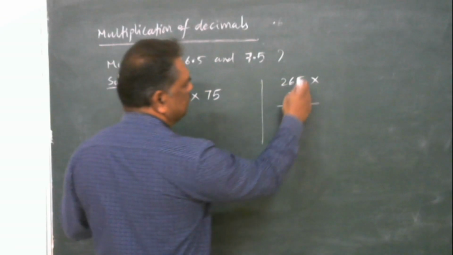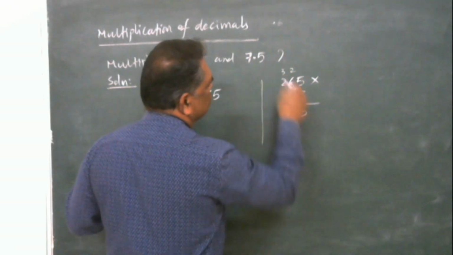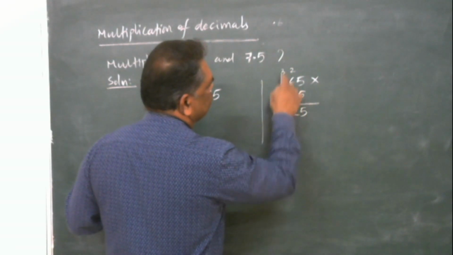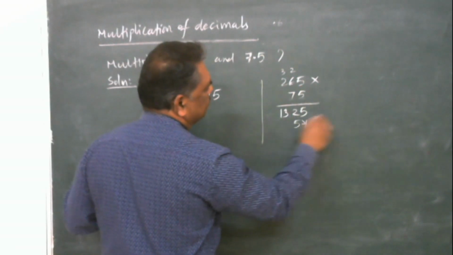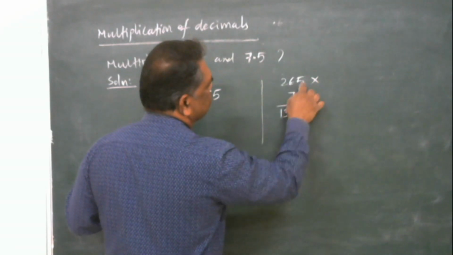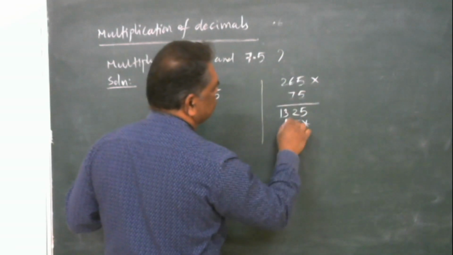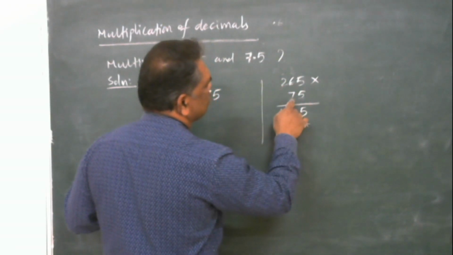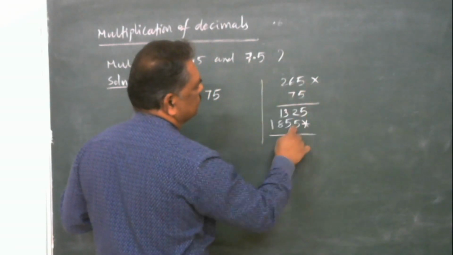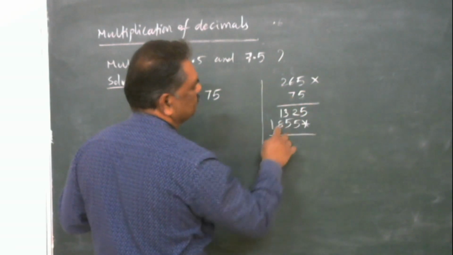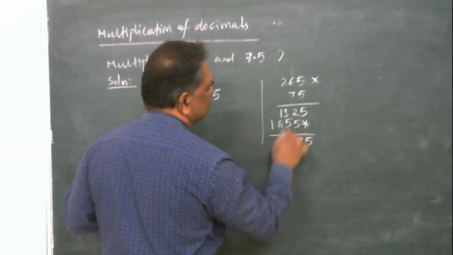First, the units will multiply. 5 5s are 25, 2 goes to the tens. 5 6s are 30, plus 2 is 32, 3 goes to the hundreds. 5 2s are 10 plus 3, 13. Now we are multiplying by tens. 7 5s are 35, 3 goes to the tens place. 7 6s are 42 plus 3, 45, remaining 4. 7 2s are 14 plus 4, 18. Now add: 5, 2 plus 5 is 7, 5 plus 3 is 8, 8 plus 1 is 9, 1.